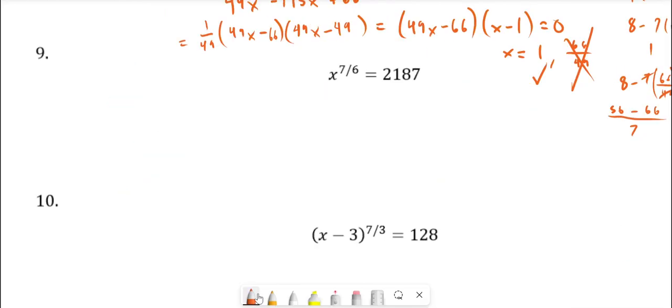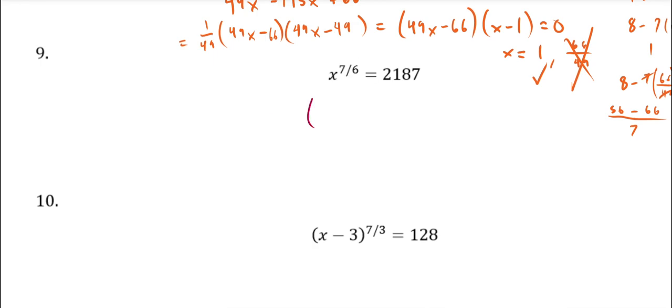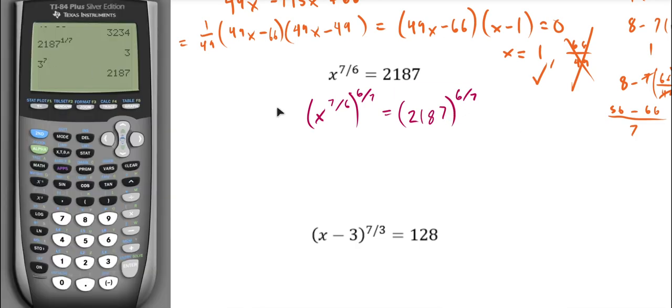Now we're getting into some other kinds of radicals. The main idea here is that to get rid of one of these fractional exponents, we're going to want to raise it to the power of its reciprocal, which is 6/7. We want to do this on both sides, 2187 to the power of 6/7. Now, curiously enough, we should probably try to take the seventh root of 2187. Now, once we take its seventh root, we could raise it to the sixth power.